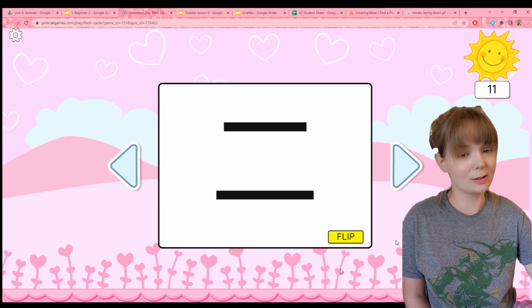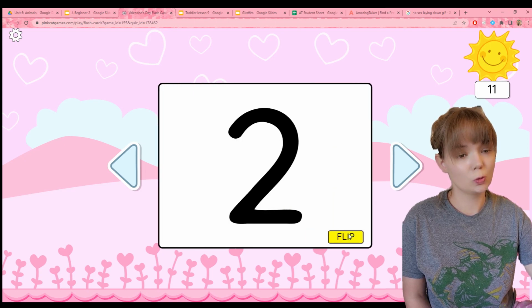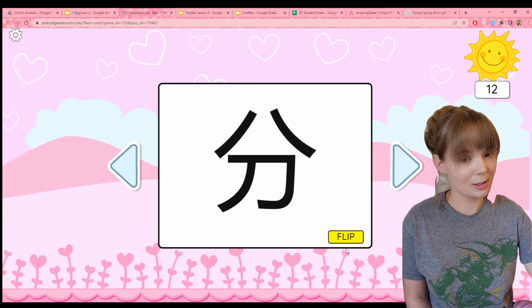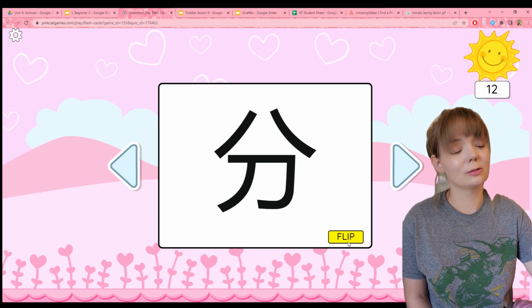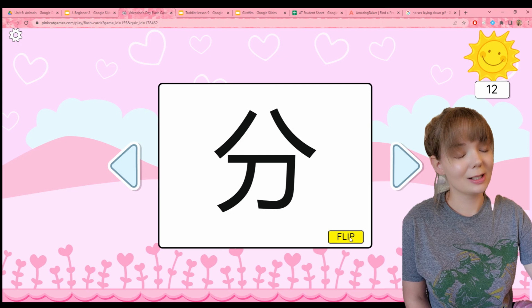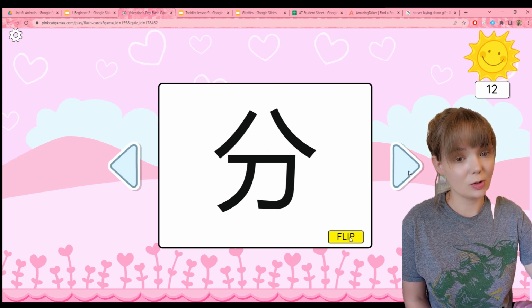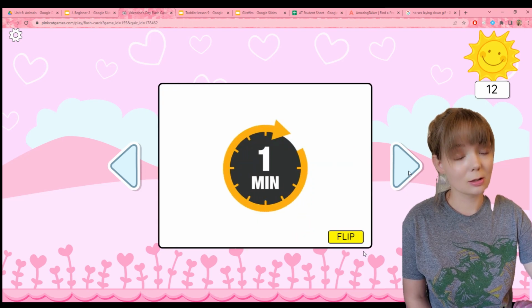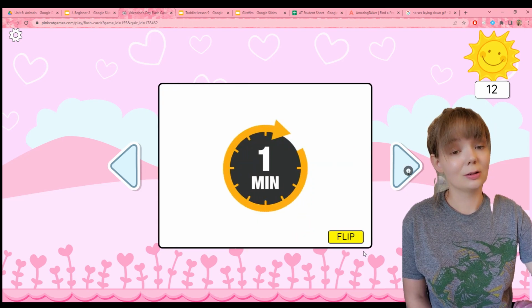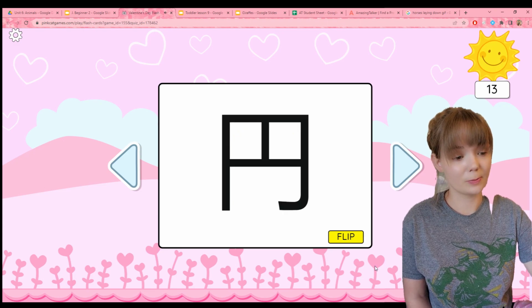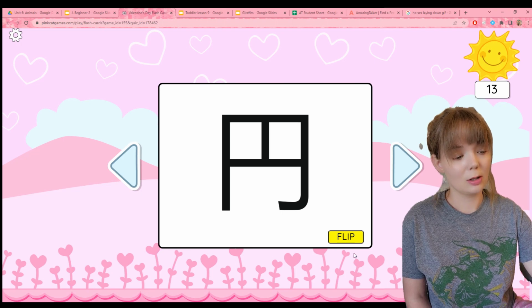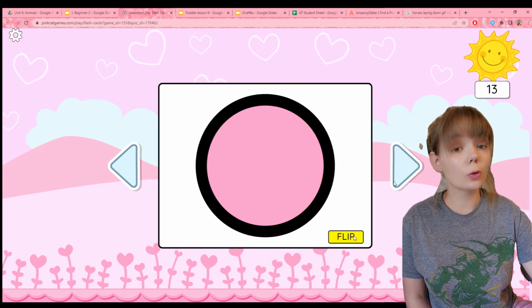Okay, this one's pretty easy. 2. Number 2. How about this one? This one's a little tricky. It technically means a part of something, but it's also used to mean minute, and it also means understand. Wakarimasu, I understand. Okay, how about this one? This also has 2 meanings. This is the symbol they use for Japanese money. It also means round.